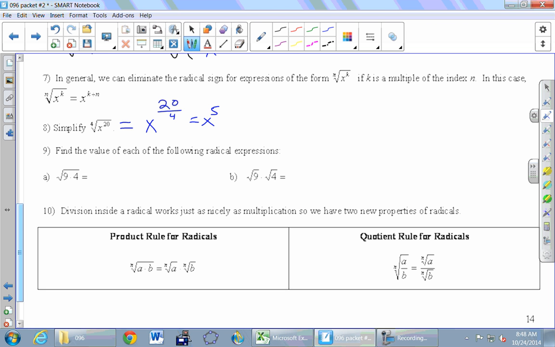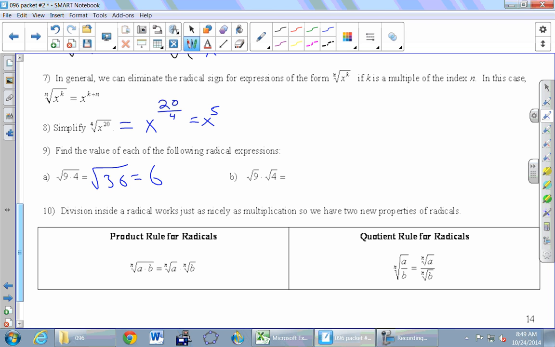Okay, number 9. It says find the value of each of the following radical expressions. So the first one is the square root of 9 times 4. So let's do that multiplication and then we'll take the square root. 9 times 4 is 36. Square root of 36 is 6. And again, notice it's not plus 6 and minus 6, it's just 6. That radical symbol means just the positive one.